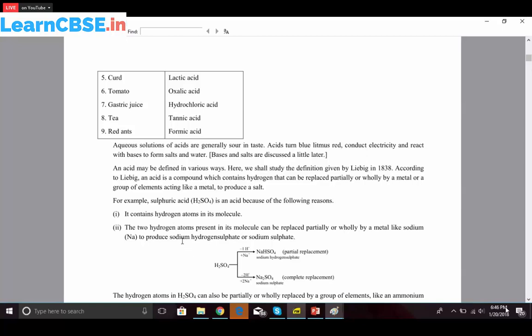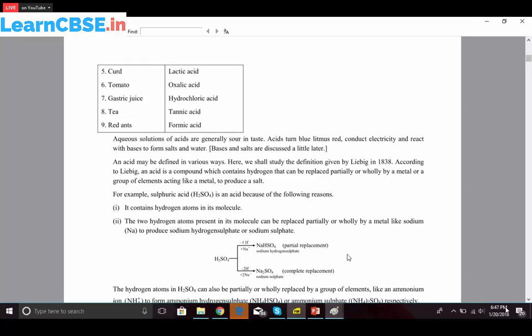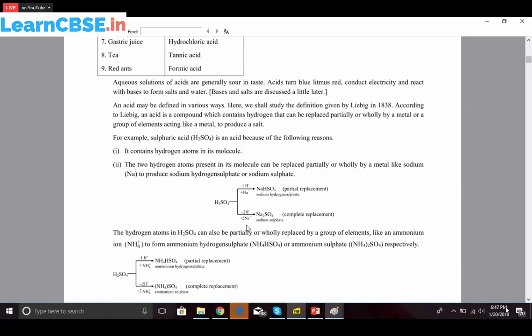So we call that sodium hydrogen sulfate. H2SO4 with one sodium atom: when you add one Na plus, one H plus has to be removed. So NaHSO4, sodium hydrogen sulfate. This we call a partial replacement. Then if you add 2 Na plus, the 2 hydrogens are replaced by 2 sodium ions. So Na2SO4, this is sodium sulfate. This is a complete replacement.